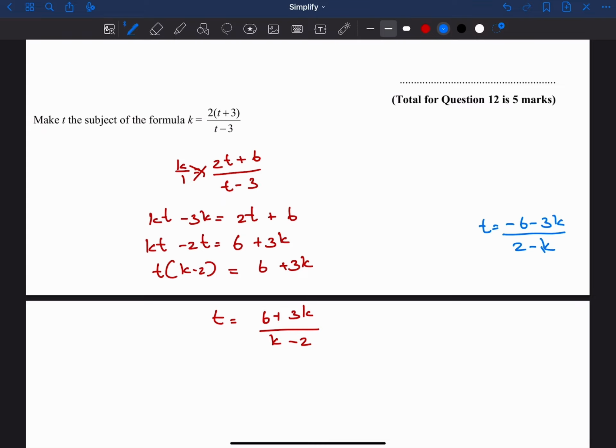Okay, but this one on the left hand side, which is 6 plus 3k over k minus 2, is a better one. It doesn't mean it's the only correct one. Okay, if you got the other one, you're fine as well. Okay, good.